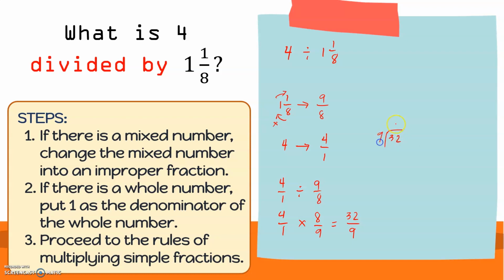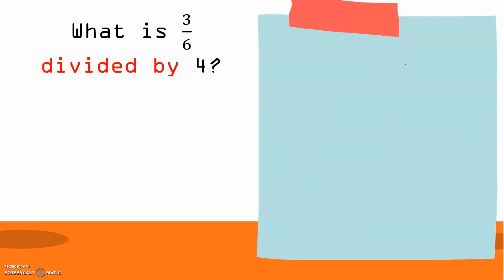32 divided by 9, that will give us 3. And 9 times 3 is equal to 27. 32 minus 27 is equal to 5. Therefore, we'll have 3 and 5/9. So our final answer is 4 divided by 1 and 1/8 is equal to 3 and 5/9. Let's try another example. What is 3/6 divided by 4?